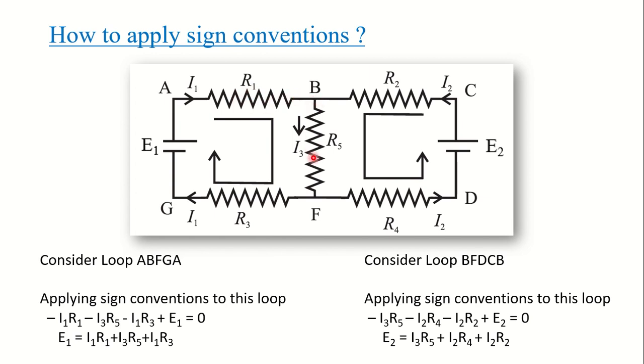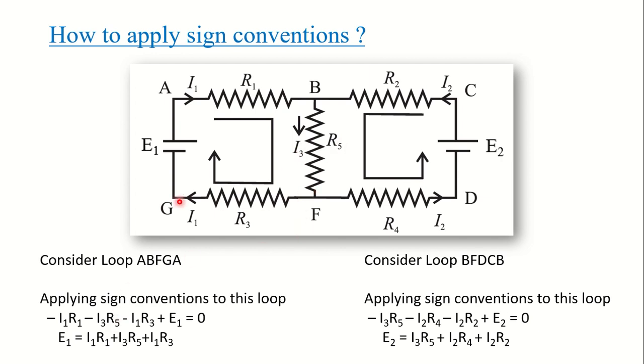Now the next branch, that is the resistance R5. Here the loop direction is in this direction and the conventional current direction is also in the same direction. Therefore, the potential drop across R5 will be negative, which is minus I3 R5. You can see it in the equation.